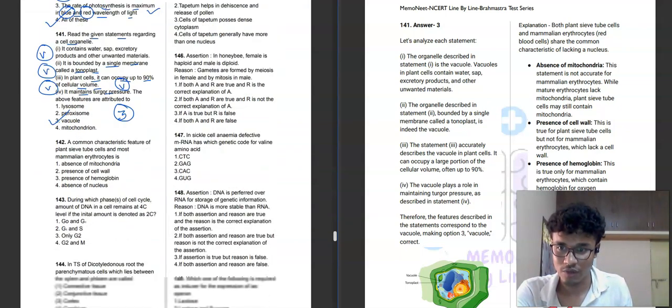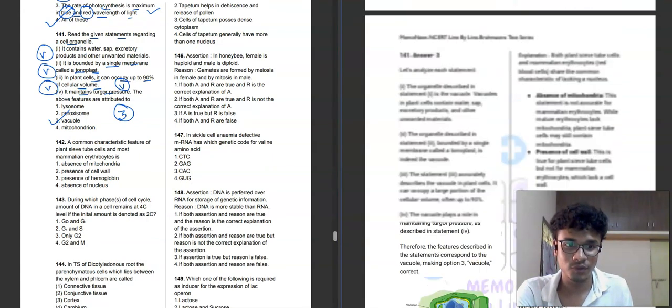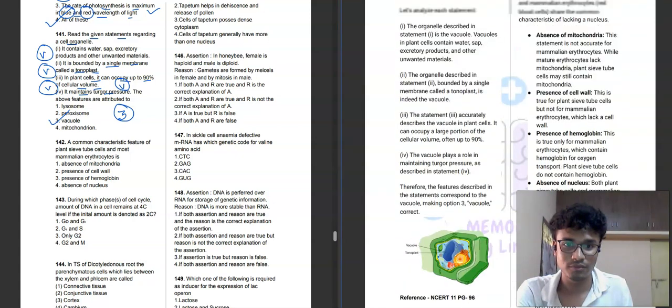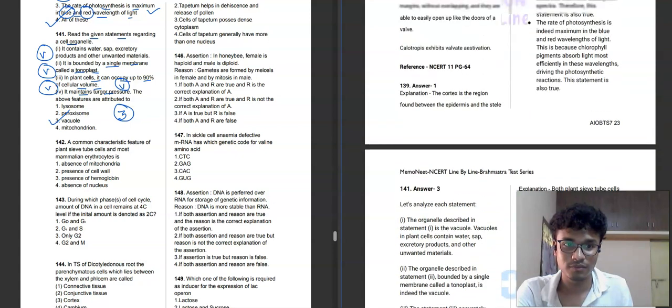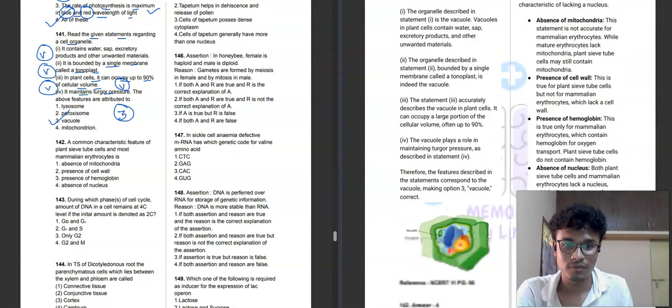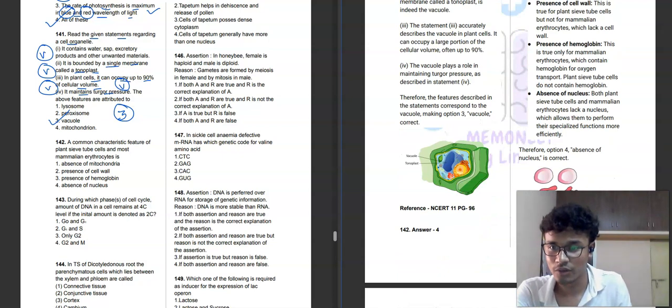Moving towards the next question, 132. Oh, sorry, 140. The common characteristic feature of plant sieve tube cells and most mammalian erythrocytes is: absence of mitochondria, presence of cell wall, presence of hemoglobin, or absence of nucleus. So basically the answer will be absence of nucleus.